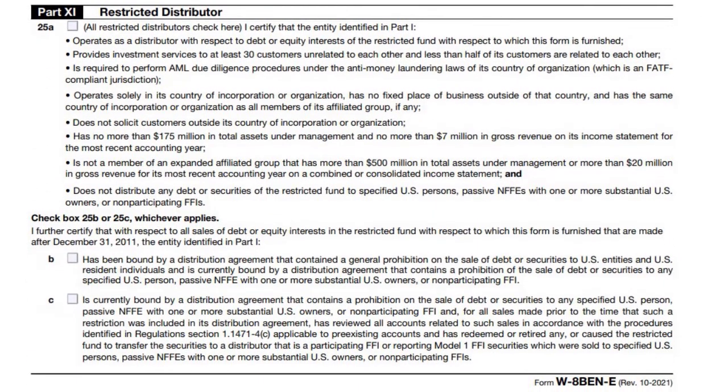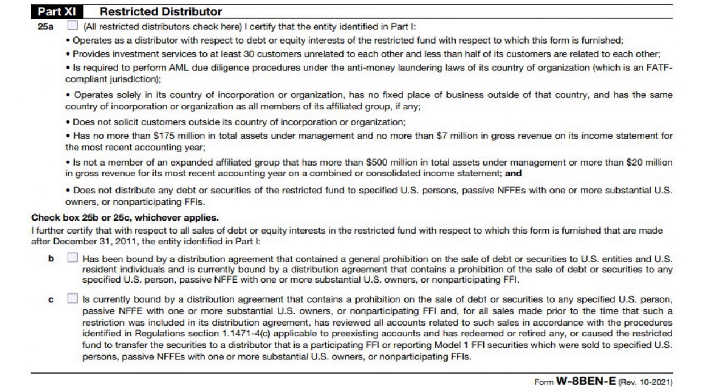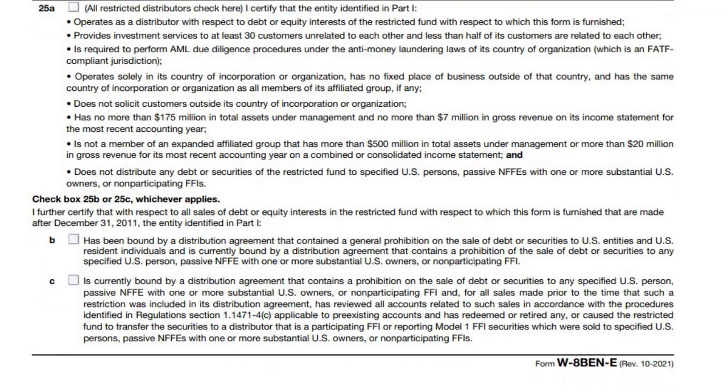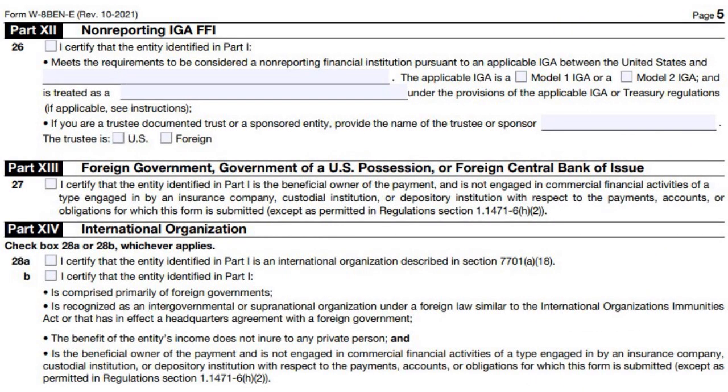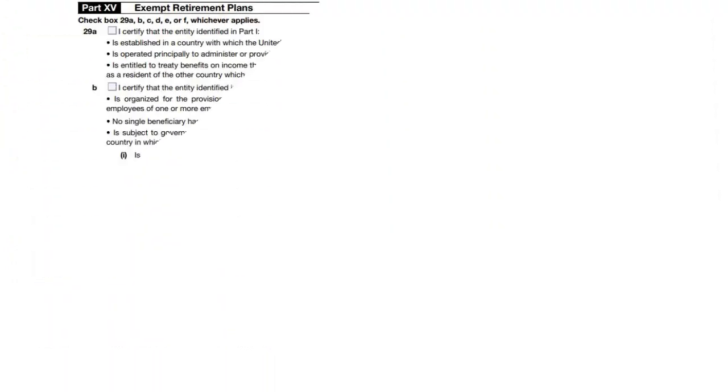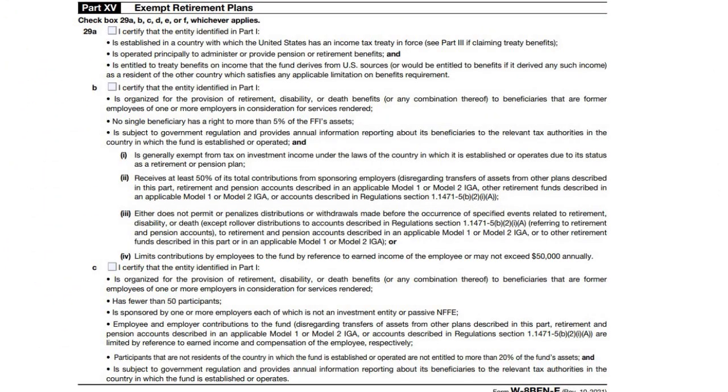We move on to part 11, about a restricted distributor. And we have part 12, non-reporting IGA FFI. Part 13, foreign government of a U.S. possession or foreign bank or foreign central bank of issue. Part 14, international organization. Part 15, exempt retirement plans.